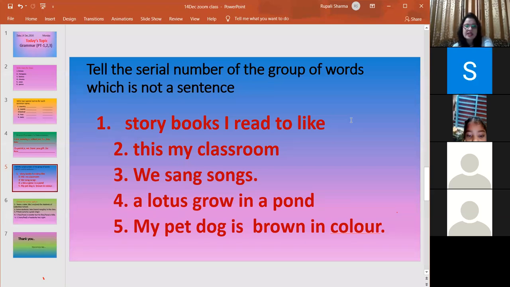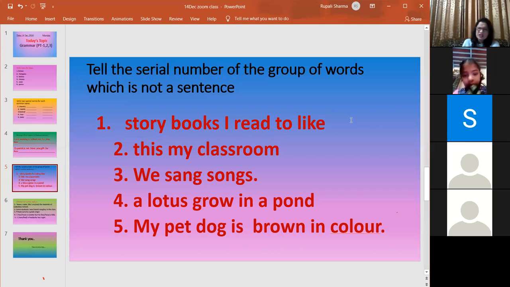Yes, Dhankar. I think third is a sentence. We sang songs, it's a sentence. Which is not a sentence? Tell about first. Is first a sentence or not? Story books I read to like. It's not a sentence because it's not making any sense.